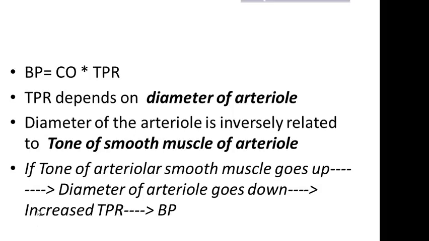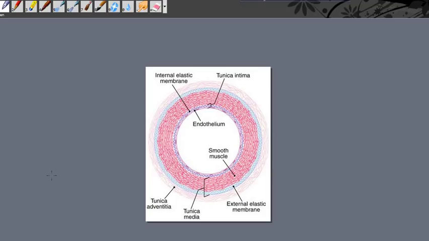So in the tunica media of the arteriole, this is a cross section of an arteriole, and this arteriole consists of three layers. One is the tunica intima, another is the tunica media, and the outer layer is called the tunica adventitia. In the tunica media, you can clearly see it is basically composed of smooth muscle cells, right? And the tone of this smooth muscle determines the total peripheral resistance.